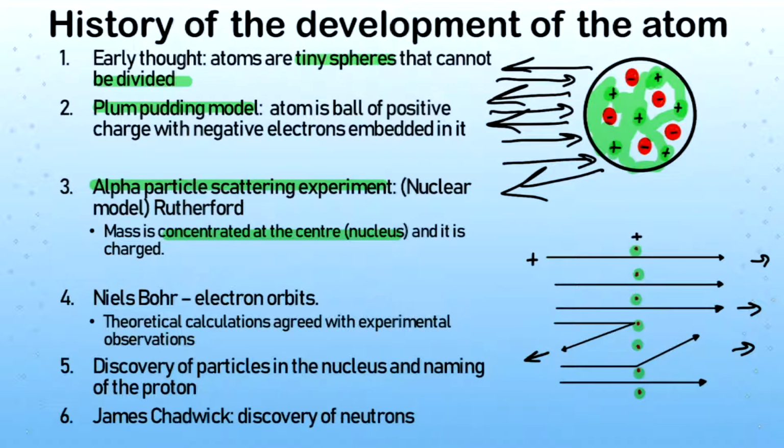And then a guy called Niels Bohr discovered electron orbits. He basically did some calculations, and his theoretical calculations agreed with later experimental observations, which gave evidence for electron orbits existing. And we then also found other particles in the nucleus, naming the proton. And later a guy called James Chadwick, another person you need to know the name of, discovered neutrons. We don't need to know anything about Bohr or Chadwick or the discovering of the protons in terms of their experiments, just what they discovered. So Bohr, the electron orbits, discovered a proton, and then we had Chadwick who discovered neutrons.